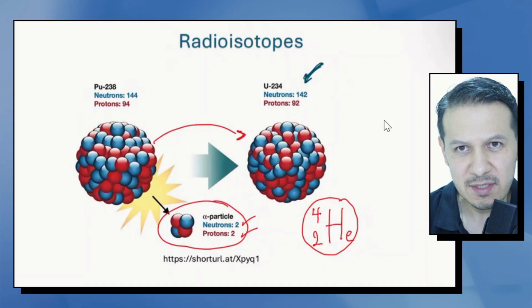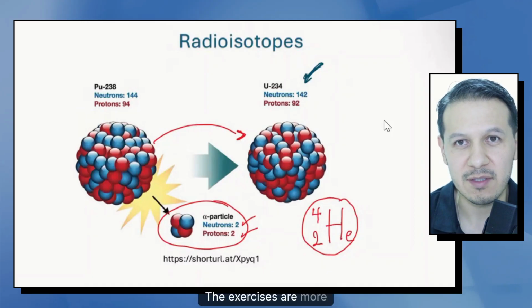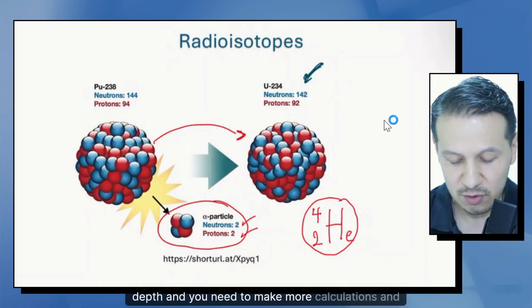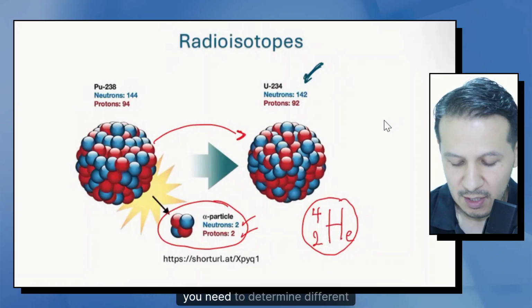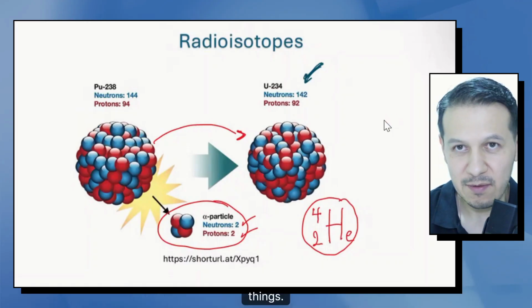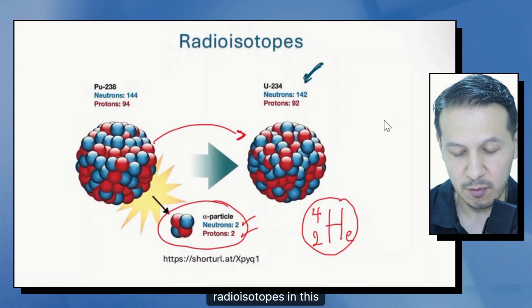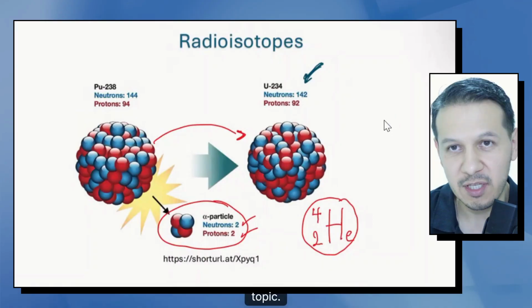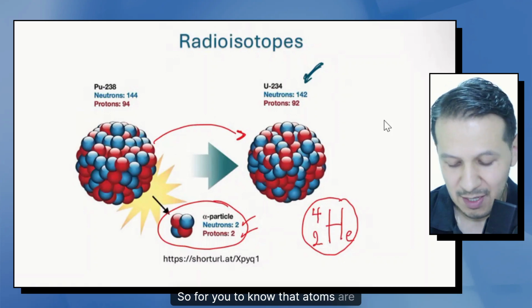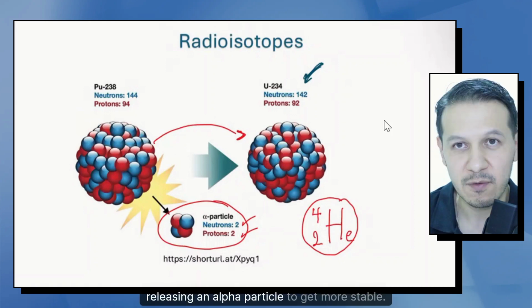In physics, the exercises go into more depth, and you need to make more calculations and determine different things. But in chemistry, we are talking about radioisotopes in this general way. So for you to know that atoms are releasing an alpha particle to get more stable.